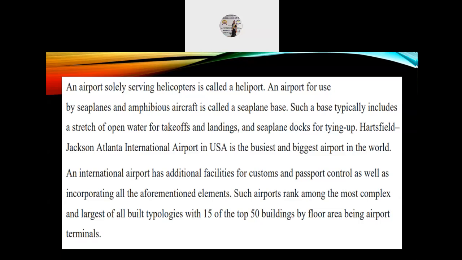Such a base typically includes a stretch of open water for takeoffs and landings and seaplane docks for tying up. Hartsfield-Jackson Atlanta International Airport in USA is the busiest and biggest airport in the world. An international airport has additional facilities for customs and passport control, as well as incorporating all the aforementioned elements. Such airports rank among the most complex and largest of all built typologies, with 15 of the top 50 buildings by floor area being airport terminals.